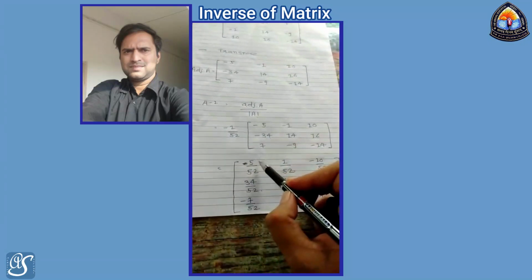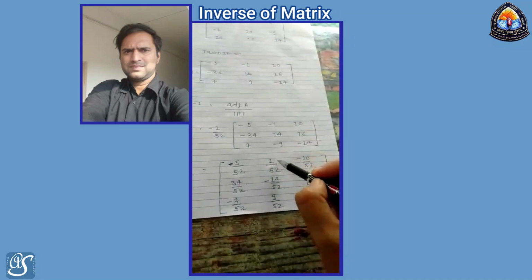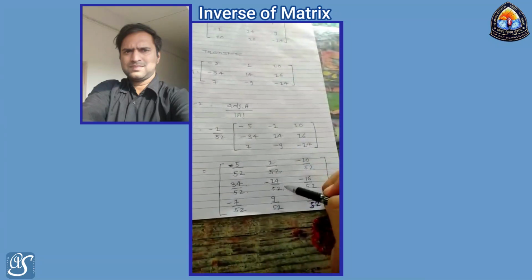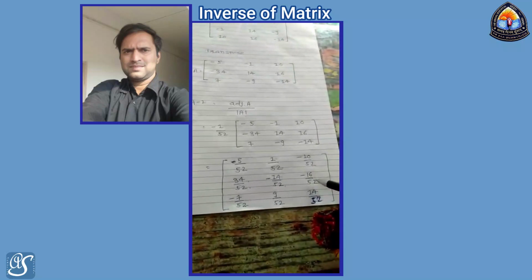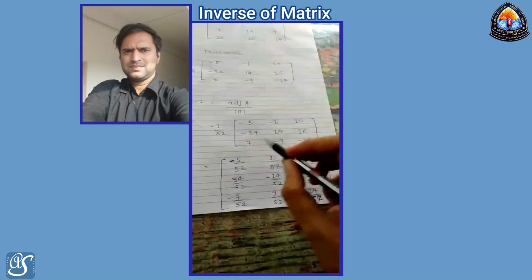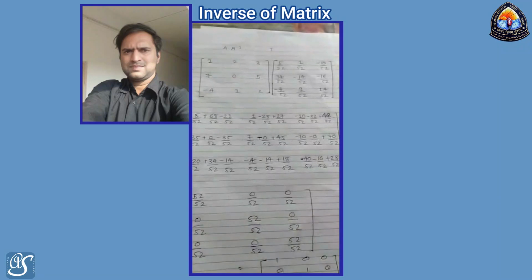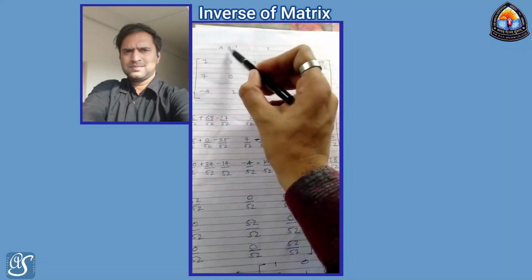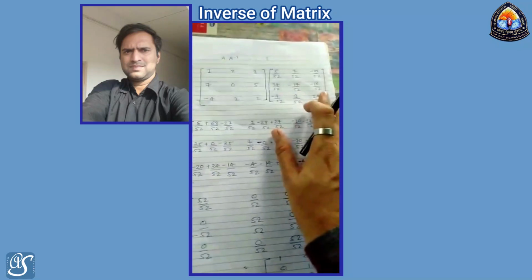So A inverse is equal to 5 upon 52, 34 upon 52, minus 7 upon 52, 1 upon 52, minus 14 upon 52, 9 upon 52, minus 10 upon 52, minus 16 upon 52, and 14 upon 52, which is our answer, or inverse of the given matrix. Now in this question we will verify A into A inverse is equal to unit matrix.